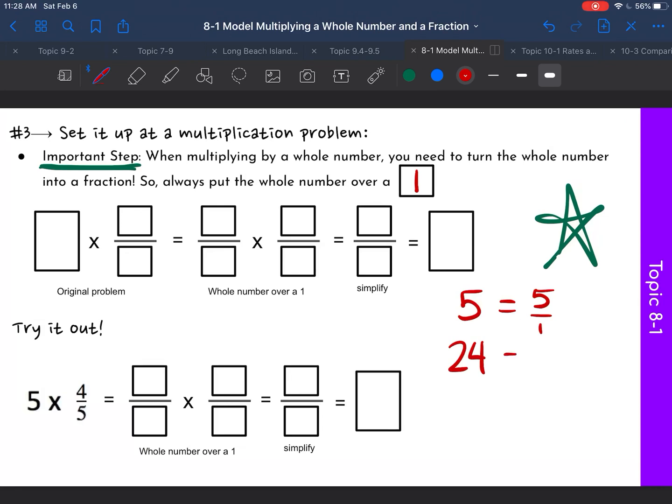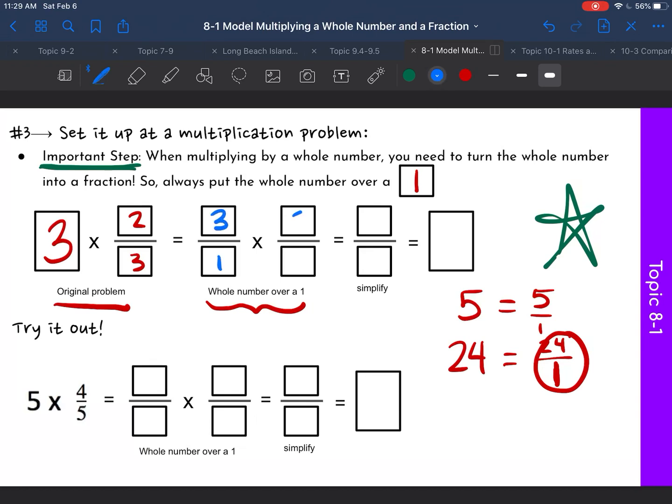24 wholes is equivalent to 24 over 1. Any whole number is the same thing as just saying that whole number with a denominator of 1. All right, so our original problem, 3 days, 2/3 of a mile each day. That's our original problem. Now we need to write it with the whole number over a 1. So it's 3 over 1 times 2/3. And now that that whole number is over a 1, we can just multiply.